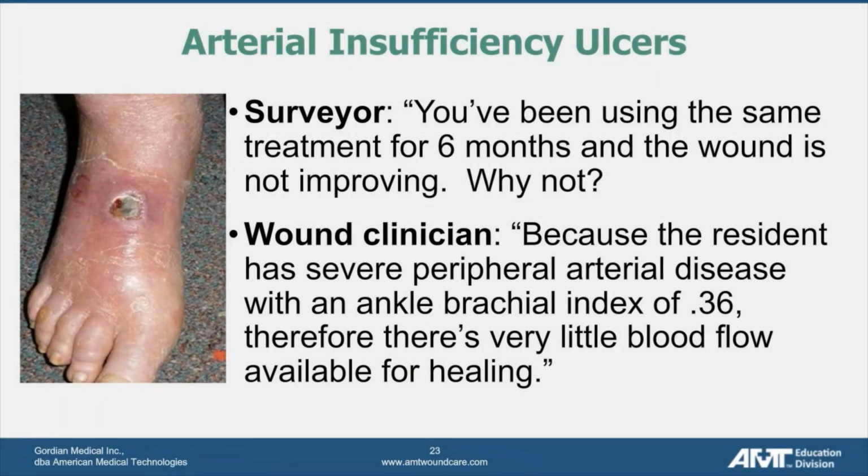So the surveyor says to you, you've been using the same treatment for 6 months and the wound's not improving. Why not? The wound clinician says, because the resident has severe peripheral arterial disease with an ankle brachial index of 0.36. Therefore, there's very little blood flow available for healing. You want to arm yourself with the knowledge to answer questions to the surveyors regarding these difficult to heal wounds in the lower extremity and foot.